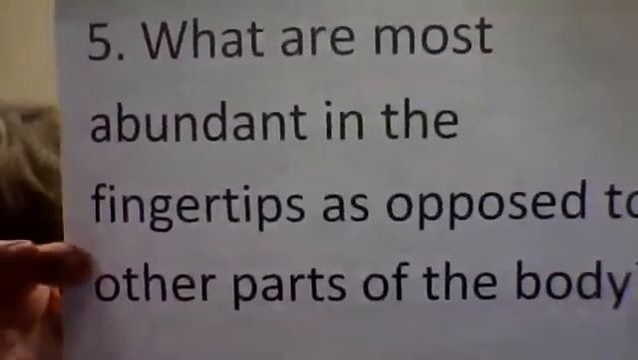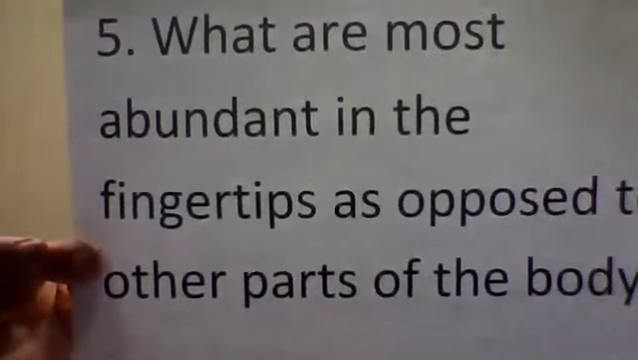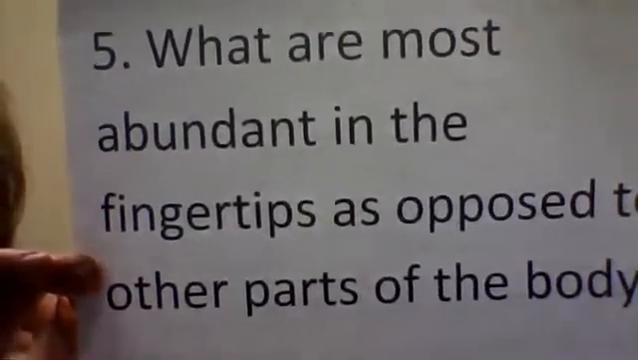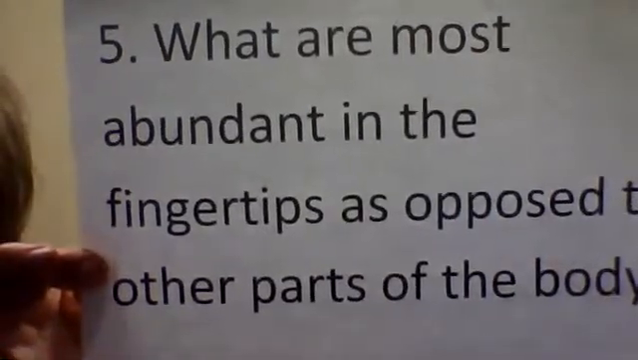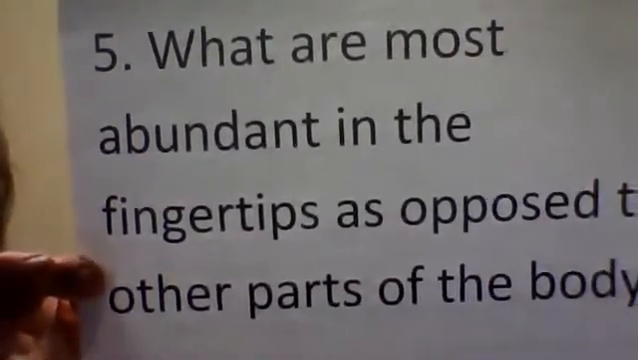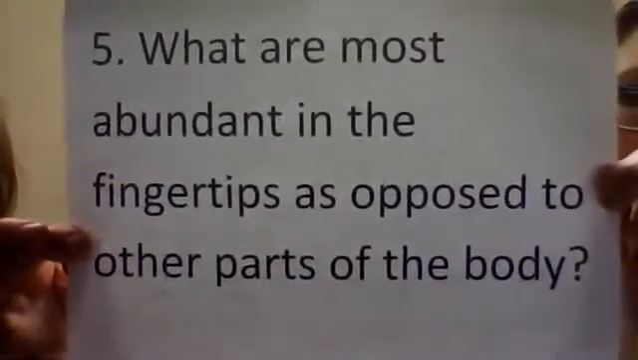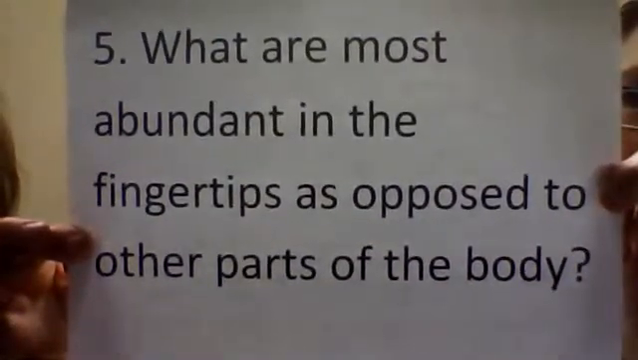Okay, what are most abundant in the fingertips as opposed to the parts of the body? Easy one. Is it red blood cells, white blood cells, or sensory nerve fibers? Abundant in the fingertips is going to be the sensory nerves again. And remember, the sensory nerves are known as the Meissner's corpuscles in the fingertips.